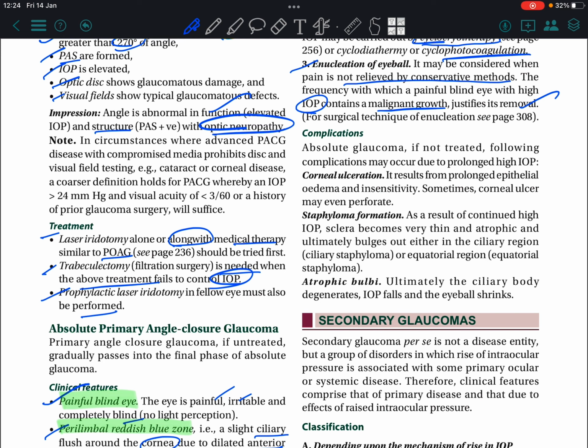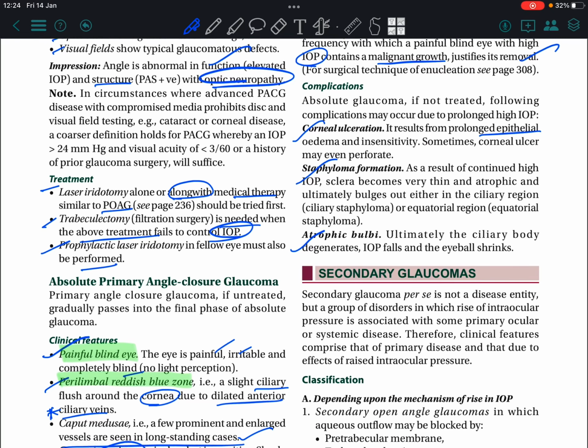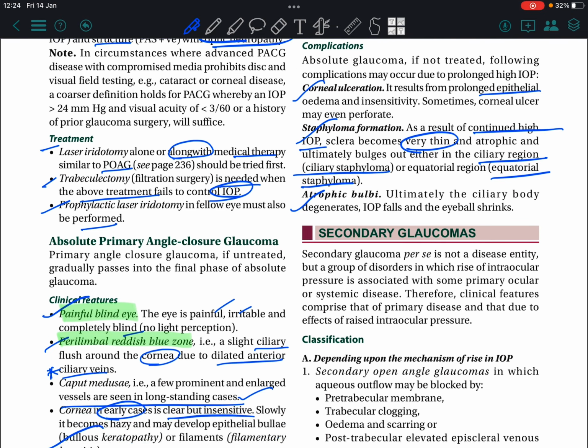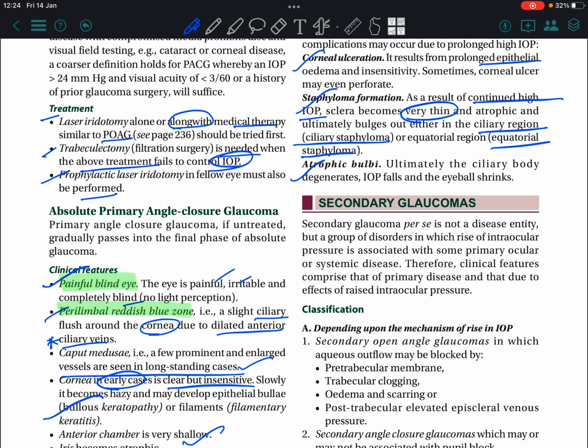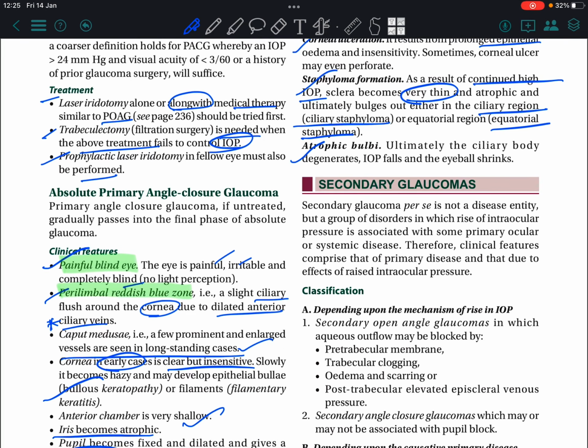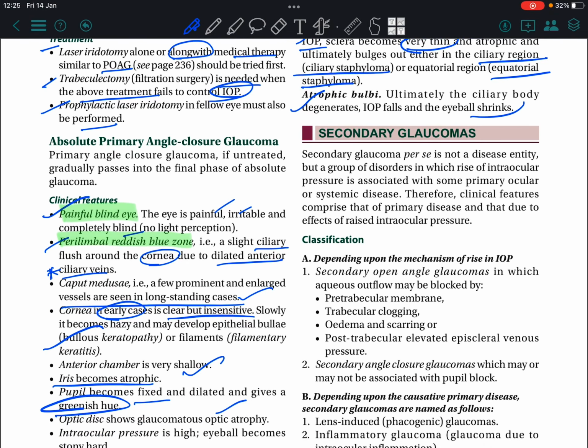Complications. If absolute glaucoma is not treated, the following complications may occur due to prolonged high IOP: corneal ulceration, staphyloma formation, and atrophic bulbi. Corneal ulceration results from prolonged epithelial edema and insensitivity. Staphyloma formation is a result of continued high IOP. The sclera becomes very thin and atrophic and ultimately bulges out either in the ciliary region, ciliary staphyloma, or the equatorial region, equatorial staphyloma. Atrophic bulbi: ultimately the ciliary body degenerates, IOP falls and the eyeball shrinks.